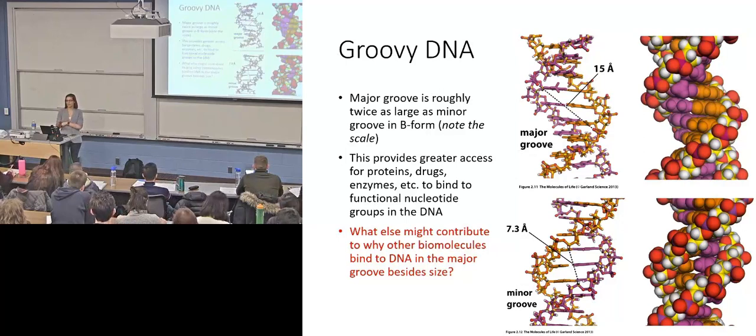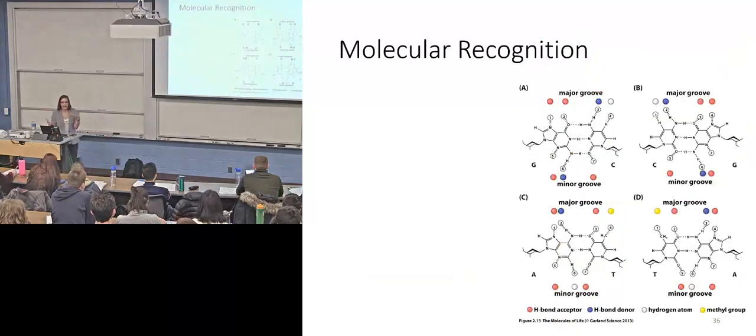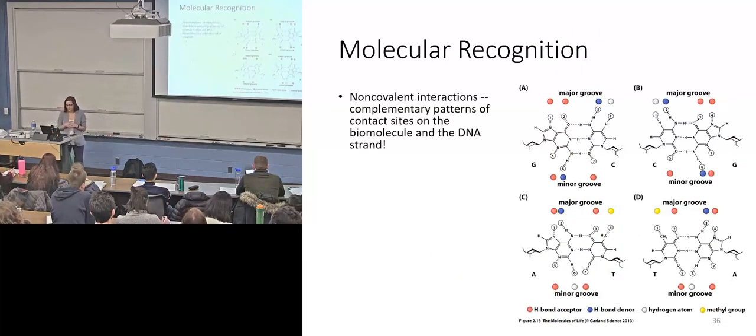And those atoms might be the kind that can make hydrogen bonds, might be the kind that can make some other type of polar interaction. Maybe it's a methyl, which is hydrophobic, so maybe it wants to make a hydrophobic interaction. So it's all about the pattern of what's there. So non-covalent interactions are the other reason why anything binds to any particular site, recognizing a pattern of bonds that it can make. So complementary patterns at the contact site between whatever the molecule is and the DNA strand.